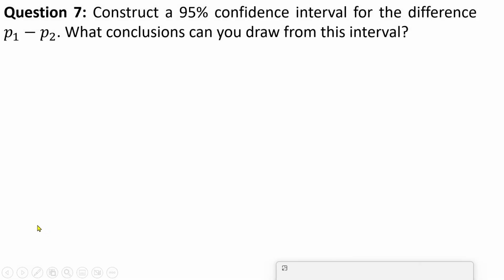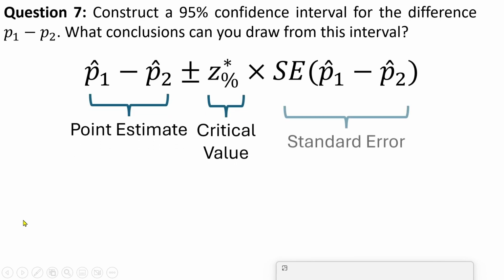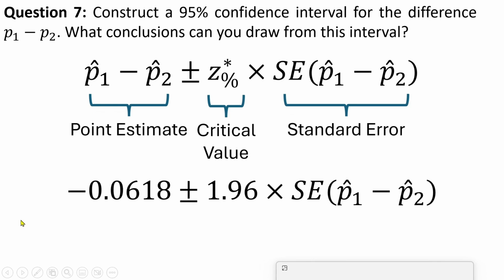Okay, now the final part here, we're going to go back to the other side of the inferential coin. We're going to construct a confidence interval. And to do that, we have to calculate our measure of uncertainty. So that's the standard error of p1 hat minus p2 hat. We already have our point estimate, minus 0.0618. We know the critical value for a 95% confidence interval is 1.96. We just need to calculate that standard error.